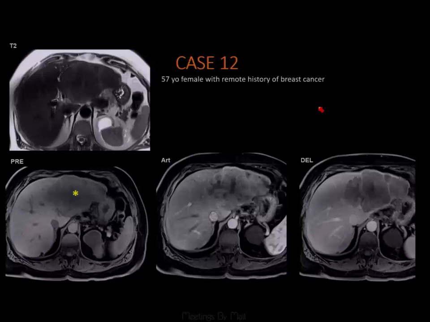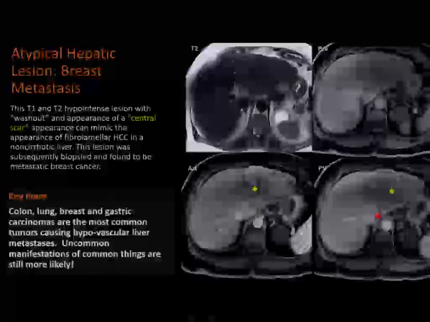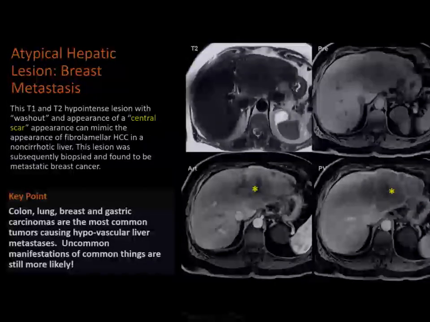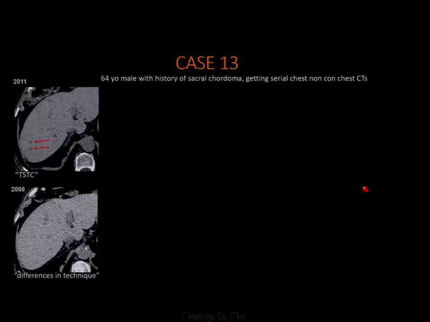Similarly, in case 12, a 57-year-old female with a history of remote breast cancer, you can see this arterial enhancing mass with washout. Maybe there's a central scar here. There was no changes of background chronic liver disease. People thought, could this be a fibrolamellar HCC? This actually turned out to be an atypical breast metastasis. Again, while most breast metastases are going to be hypoenhancing, you can get uncommon manifestations of metastatic disease.